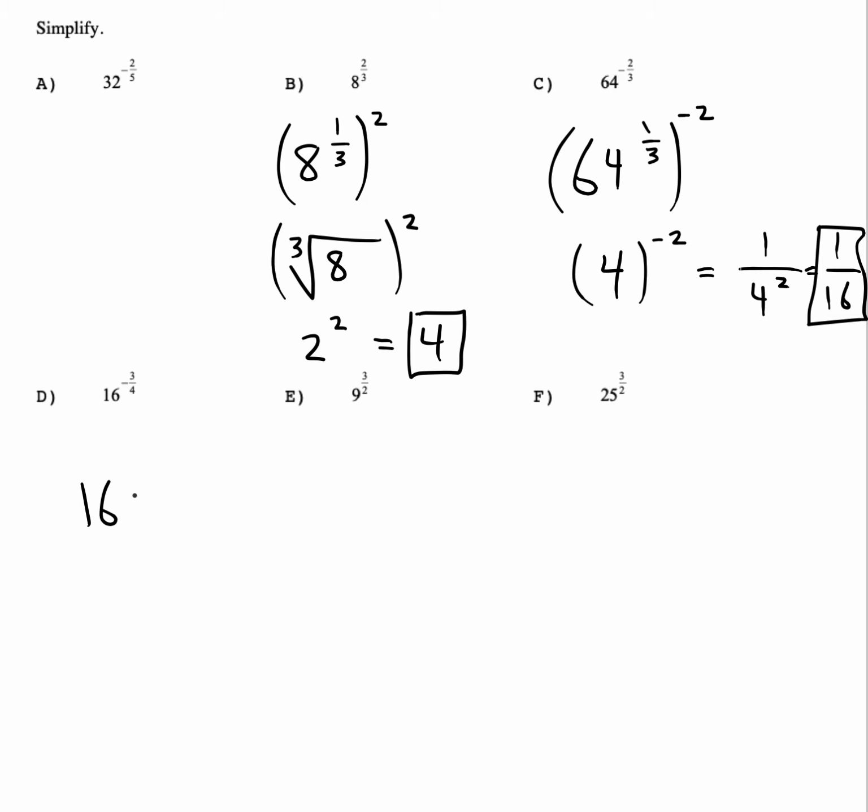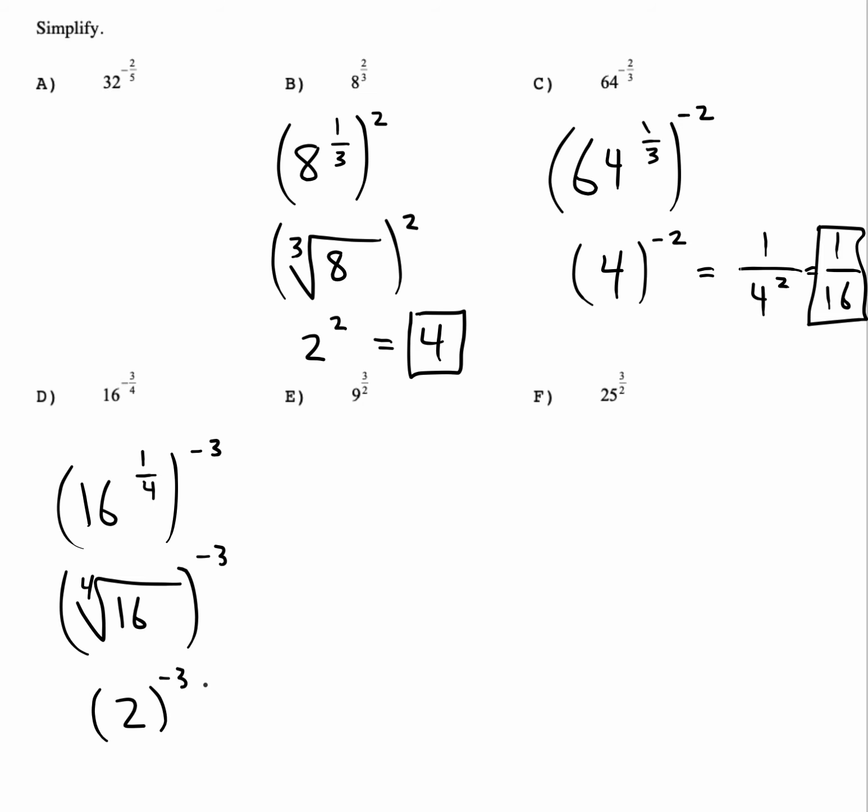Let's see, 16 to the 1/4 raised to the -3 will be the 4th root of 16 raised to the -3. So that's going to be 2. The 4th root of 16 is 2. 2 to the -3 makes 1 over 2 to the +3. That's 1 over 8.